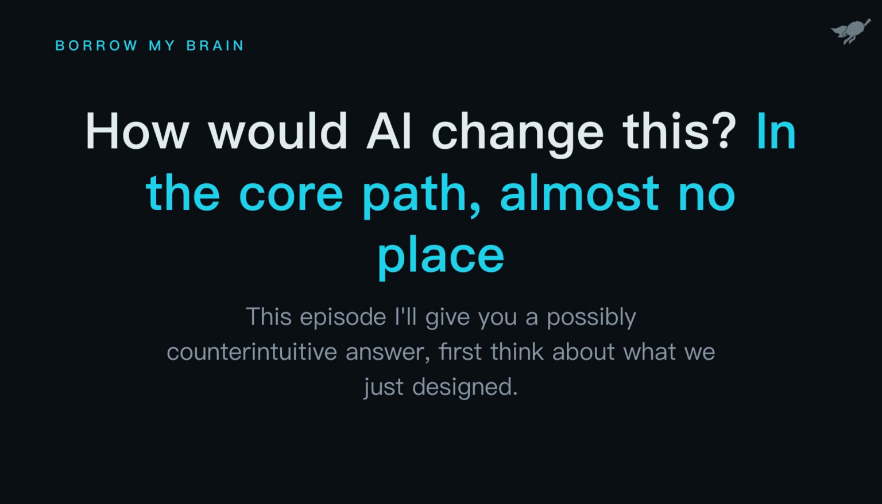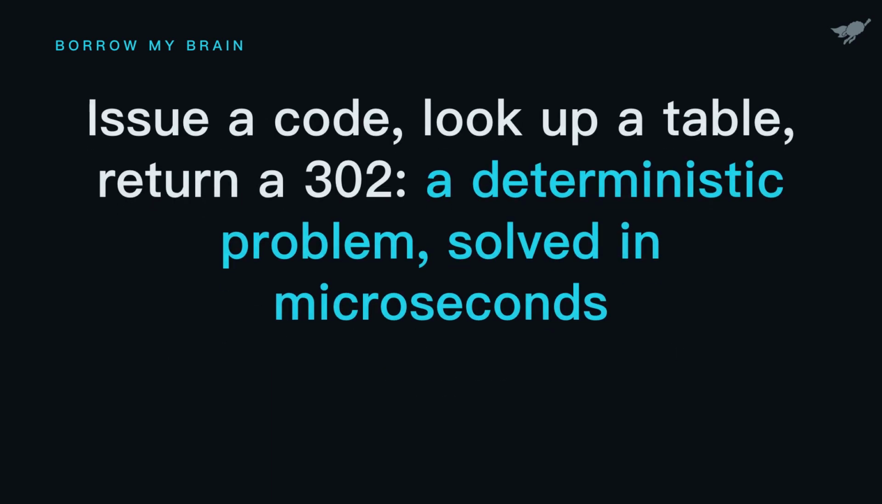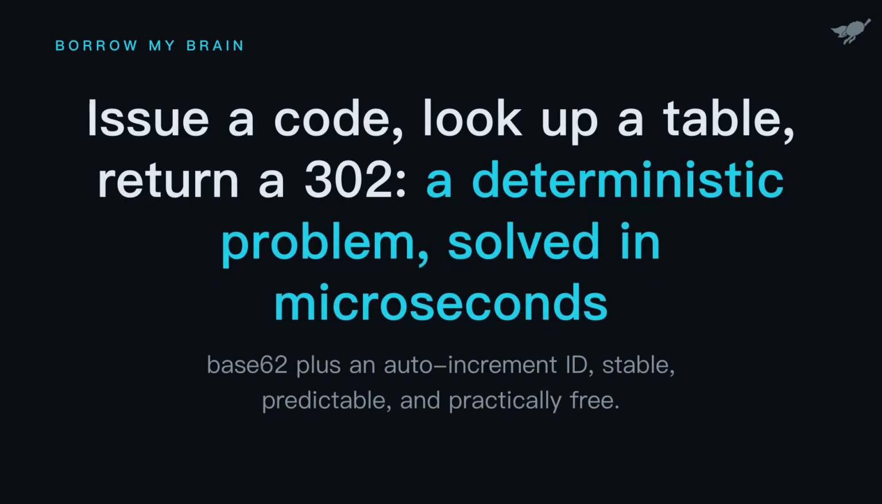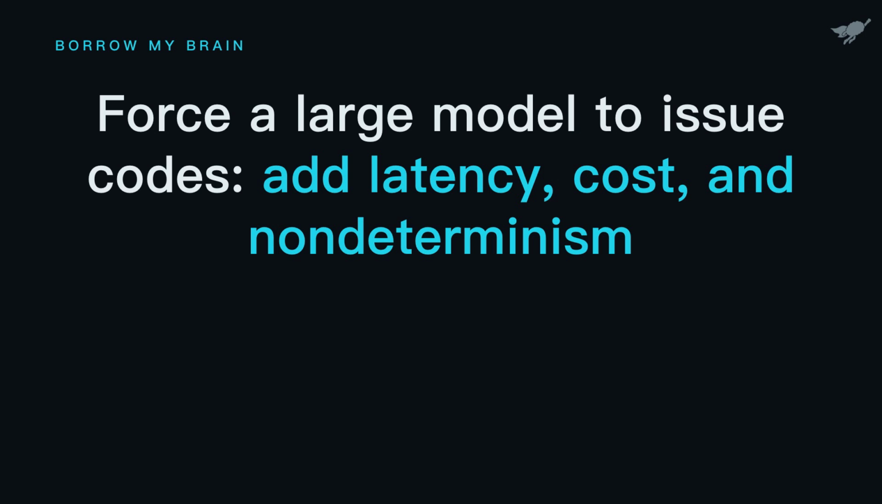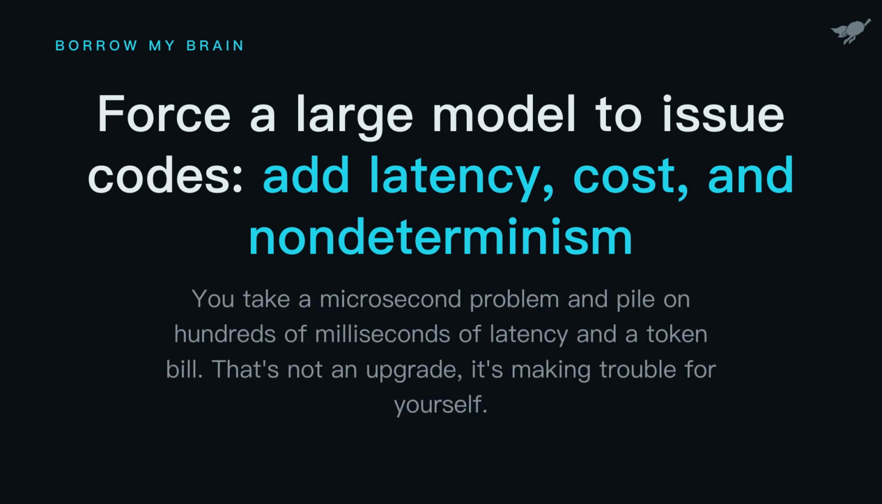In the core path of a URL shortener, AI has almost no place. Think about what we just designed. Issue a code, look up a table, return a 302. This is a deterministic problem. Base 62 plus an auto-increment ID solves it in microseconds, stable, predictable, and practically free. If you force a large model in there to generate shortcodes, you're taking a microsecond problem and piling on hundreds of milliseconds of latency, a token bill, and the occasional flakiness of non-determinism. That's not an upgrade. That's making trouble for yourself.